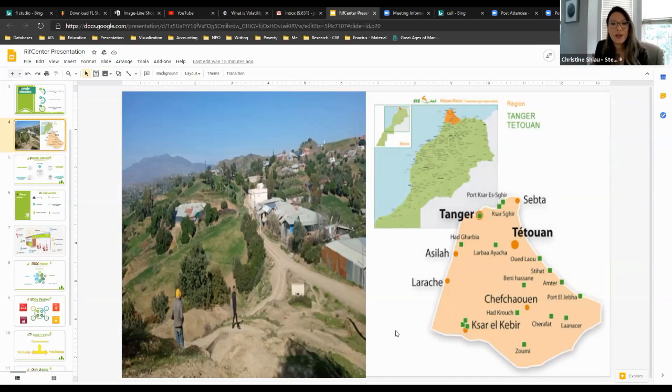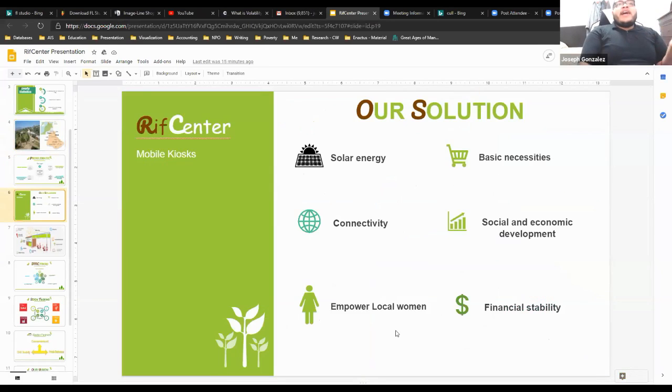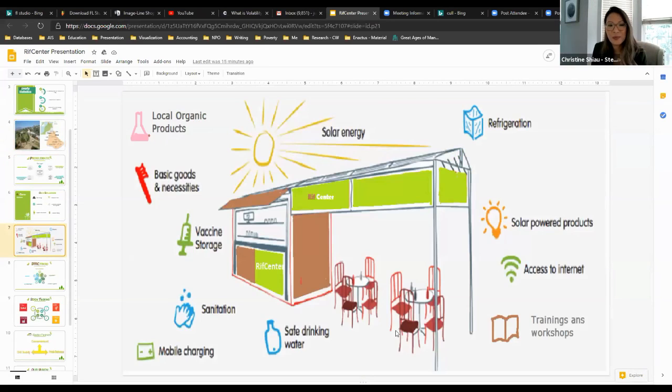Can I ask one follow-up question? Absolutely. Sorry to monopolize time. I'll be very quick. What is at the kiosk? Excuse me? What is at the kiosk? So at the kiosk, it provides refrigeration, cleaning water, sanitation, basic goods. And what's also interesting about the basic goods is that we're also using local farmers and, again, empowering women as well, so they would have a chance to make some form of income. Thank you.